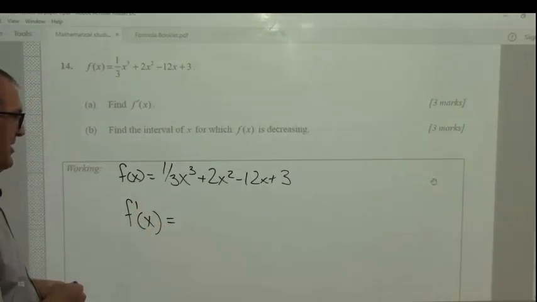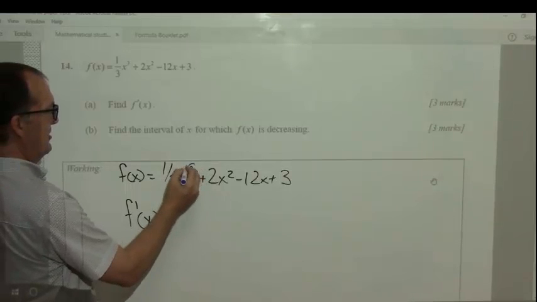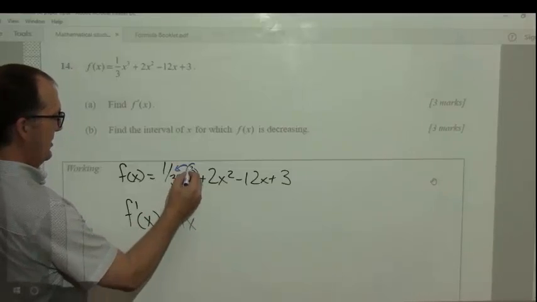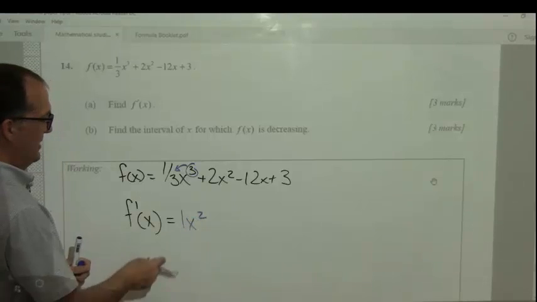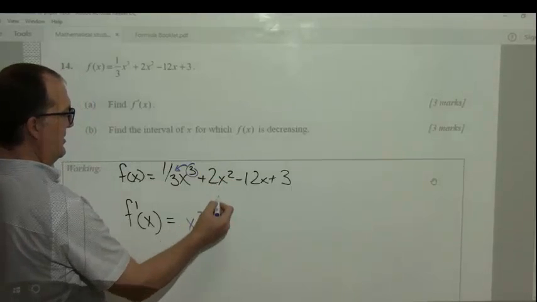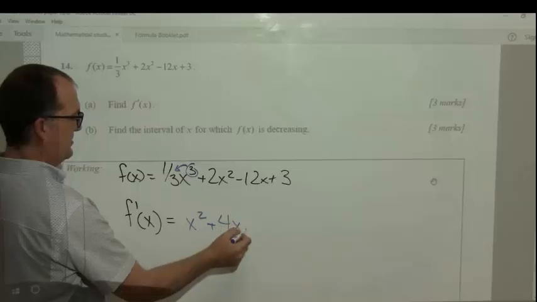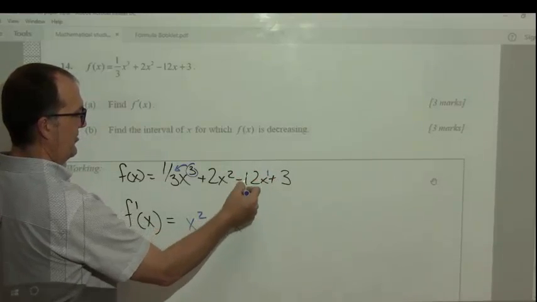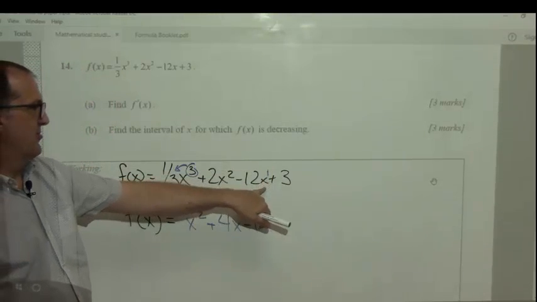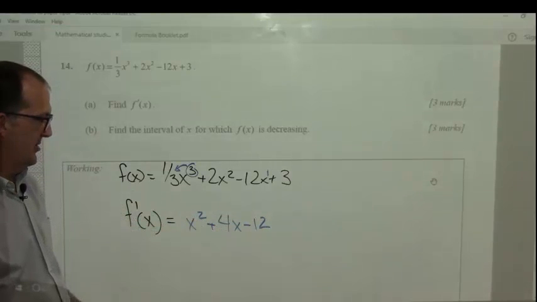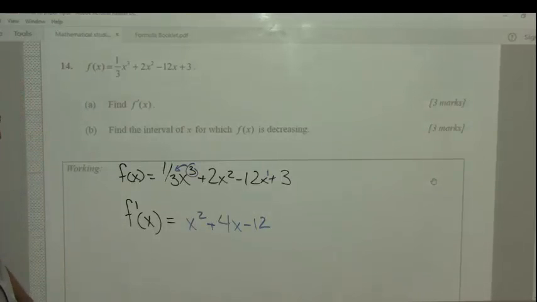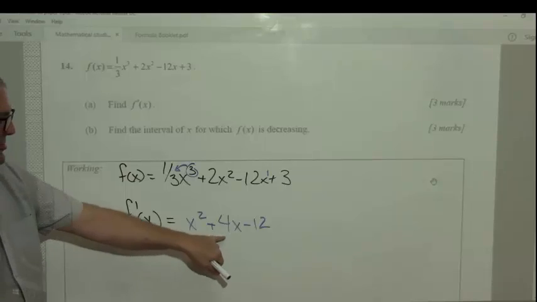So the derivative. Now, the steps we know. Exponent times the number in front. So 3 times 1/3 turns out to be 1. Reduce the exponent by 1. Now, that 1x squared, I'm just going to write as x squared. 2 times 2, reduce it to 1. I won't write it. There is a 1, so 1 times -12 is -12. Reduce 1 becomes 0, so the x essentially goes away, and the 3, as I said before, is a constant. It will go to 0. So 3 marks, 1, 2, 3.